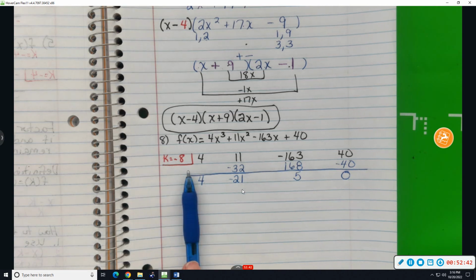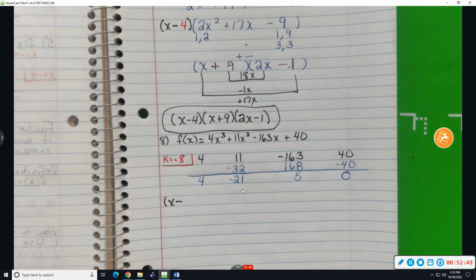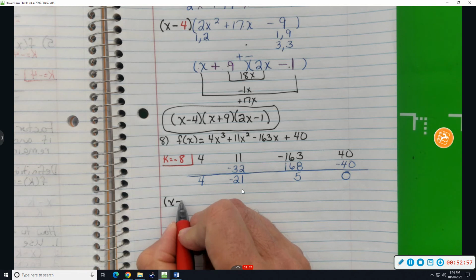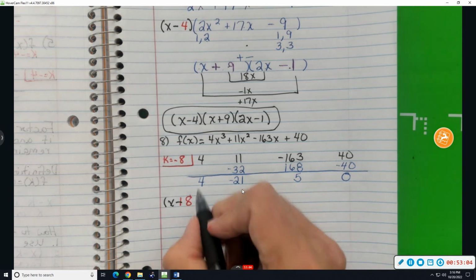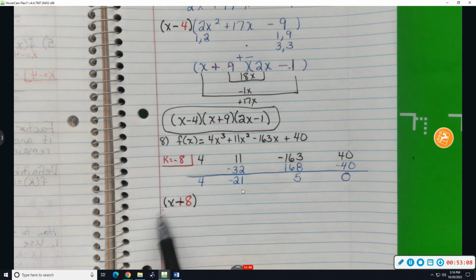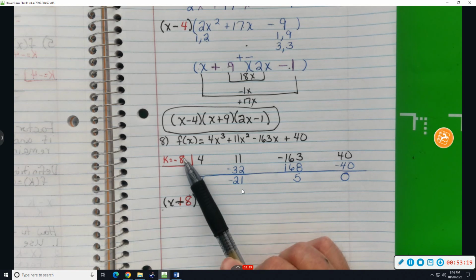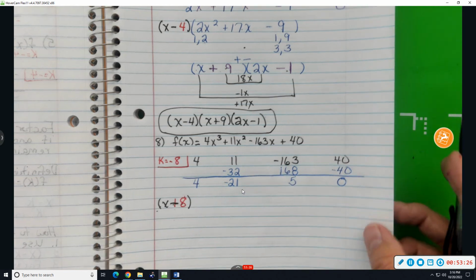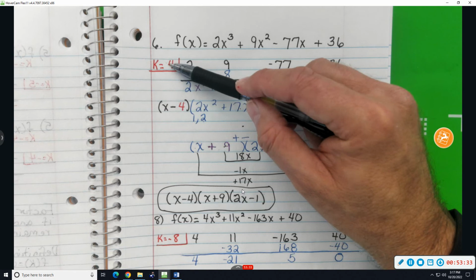But our first factor, we're going to get three sets of parentheses. The first one is always x minus k. So when I go x minus a negative 8, what symbol am I going to have in here? Plus or minus? Plus. X plus 8 is one of our factors. It's the first one I'll write, but the order doesn't really matter. When you're going from the k value to the algebra expression, that's when the signs change. You'll notice on number 6, you were told k equals 4, but when you went to the x expression, that's when the signs changed.